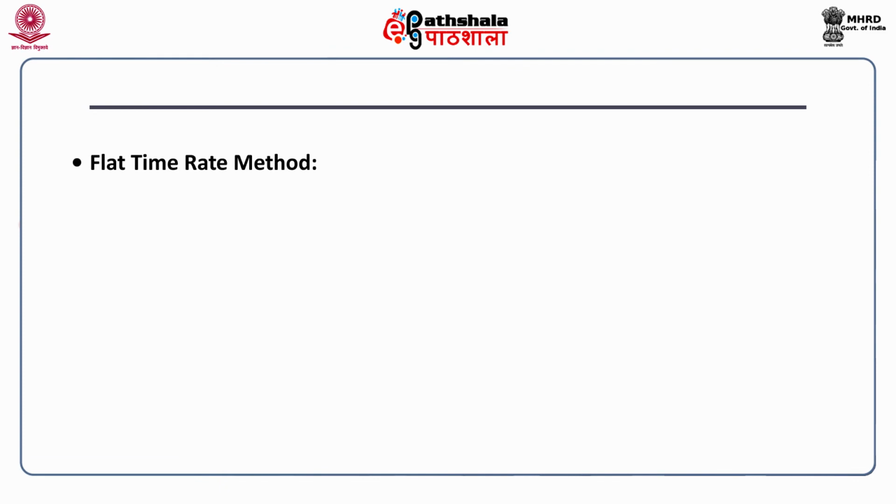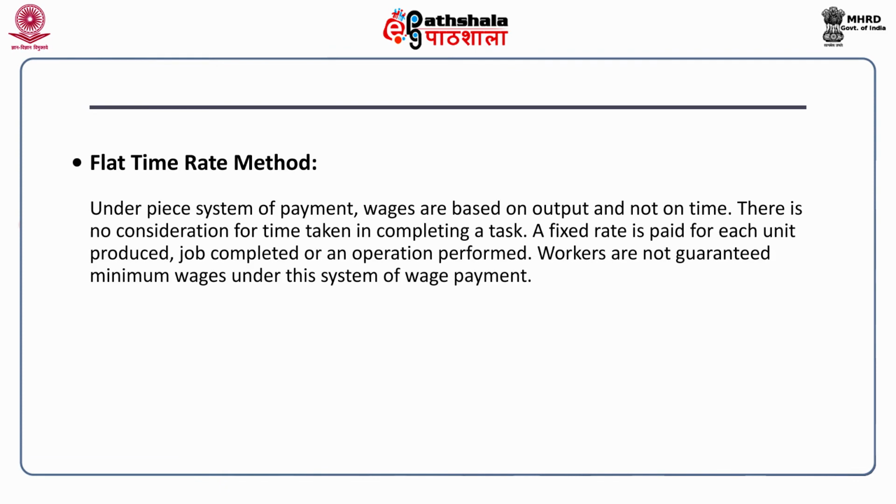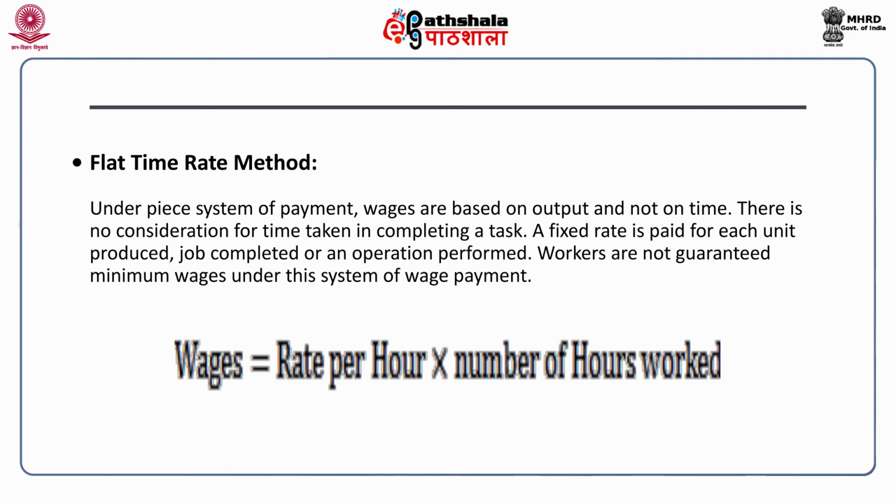Flat time rate method. Under the piece system of payment, wages are based on output and not on time. There is no consideration for time taken in completing a task. A fixed rate is paid for each unit produced, job completed or operation performed. Workers are not guaranteed minimum wages under this system of wage payment. A standard rate is fixed per unit of production, and wages are calculated by multiplying the units produced by the worker and the standard rate per unit.